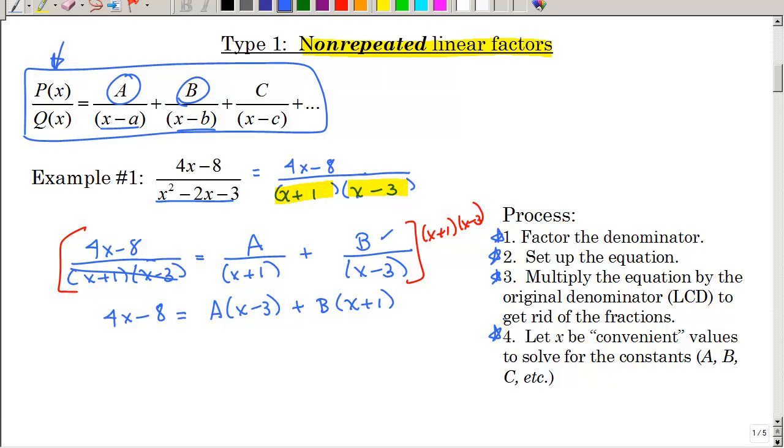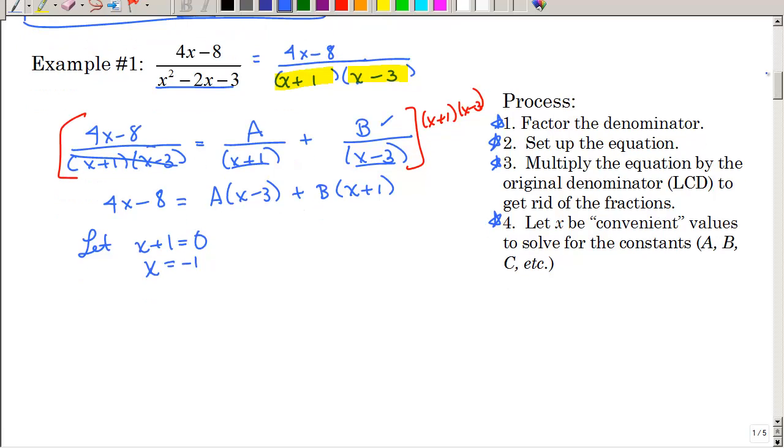Now step 4. Our goal is to solve for a and b. What were those two constants? We're going to take this equation and we're going to let x be what are called convenient values. And the most convenient values are found by looking back here and asking what would make those equal to 0. So we're going to let x plus 1 equal 0, or in other words, we're going to let x equal negative 1. And we're going to plug that back into that equation.